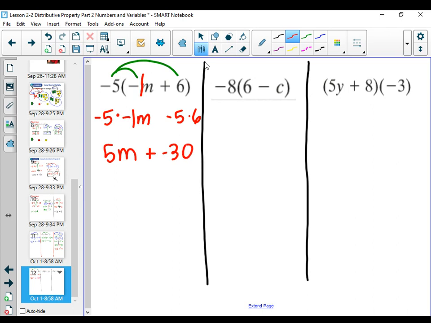Please do not try to smush 5m with negative 30. Never, ever. Don't ever pour my drink on my burrito. I will not like that. They do not mix together.